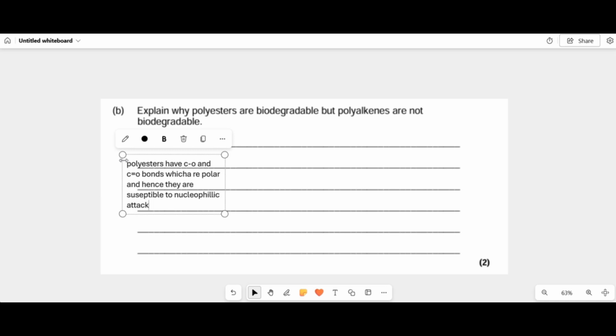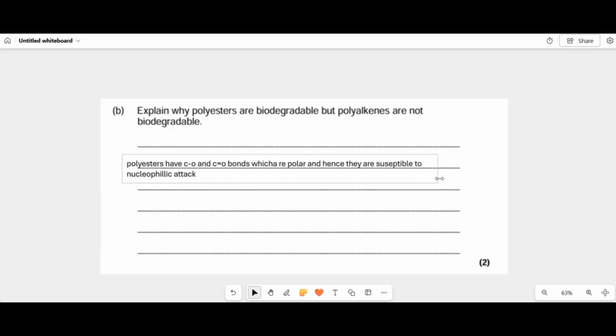Listen, if you want an A star, you need to start talking like this. You need to use exact wording, you need to be correct. So polyesters have CO, C double O. Those are polar, so you're going to have delta positive and delta negative on those, which means they're susceptible to nucleophilic attack since we have the delta positive on the carbon. You use this kind of wording.